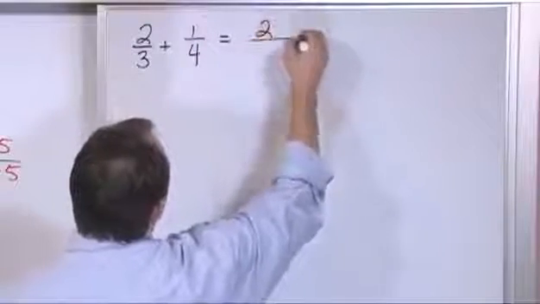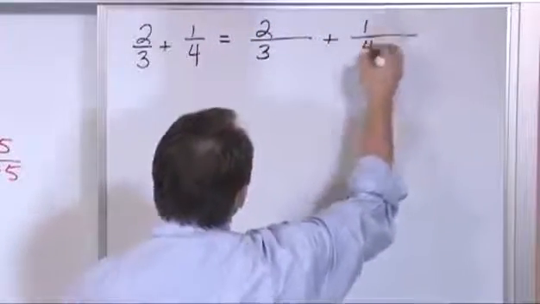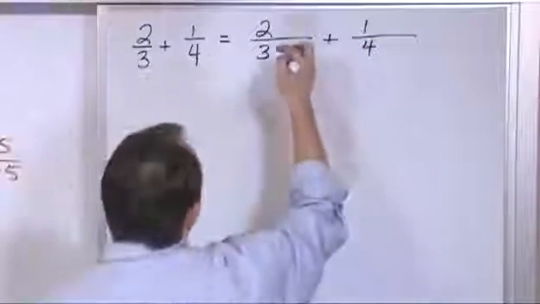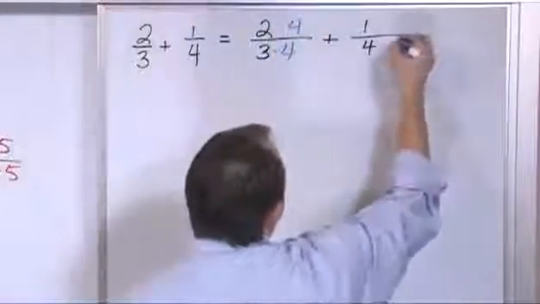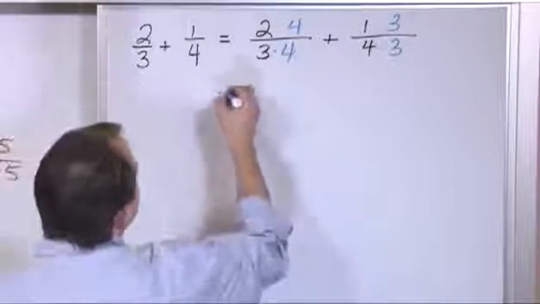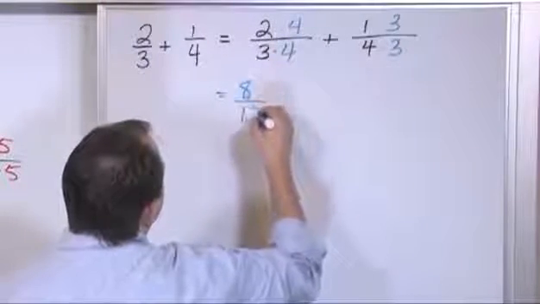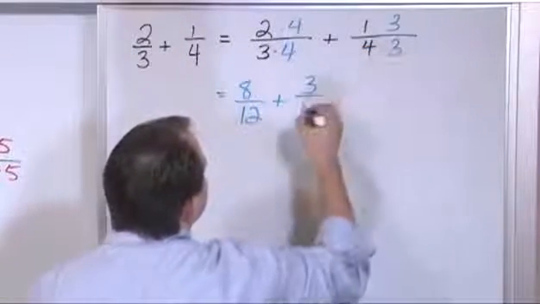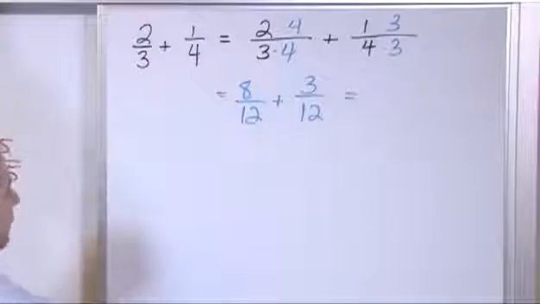So let me write my fractions in a way that I can kind of mess with them a little bit, like this. All right, I can take this fraction, multiply it by 4 in the top and the bottom, and I can take this one and multiply it by 3 in the top and the bottom. So what I'm going to have is 2 times 4 is going to give me 8, 3 times 4 is going to give me 12. 1 times 3 is 3, 4 times 3 is 12. So I'm going to have common denominator of 12, which is what I wanted.